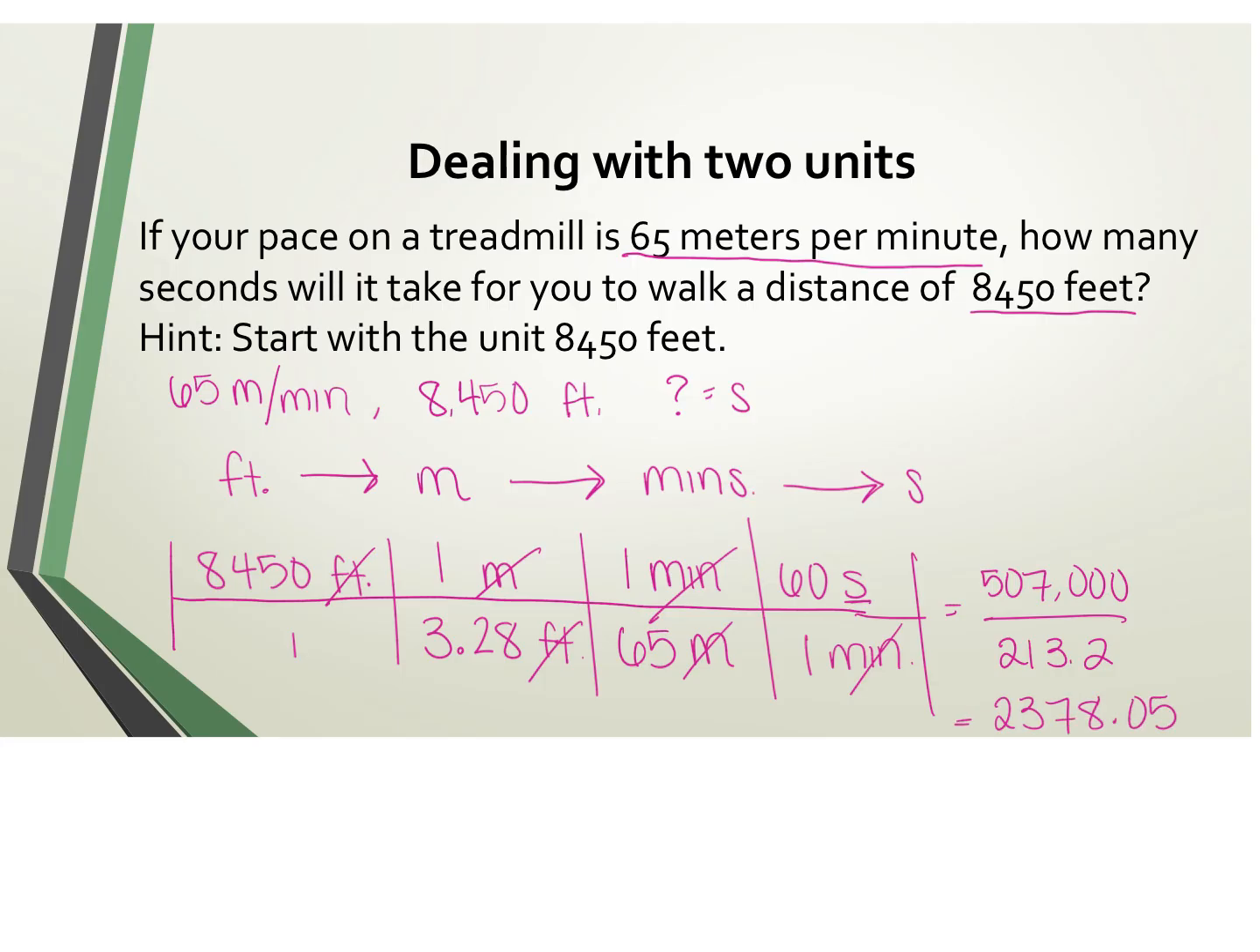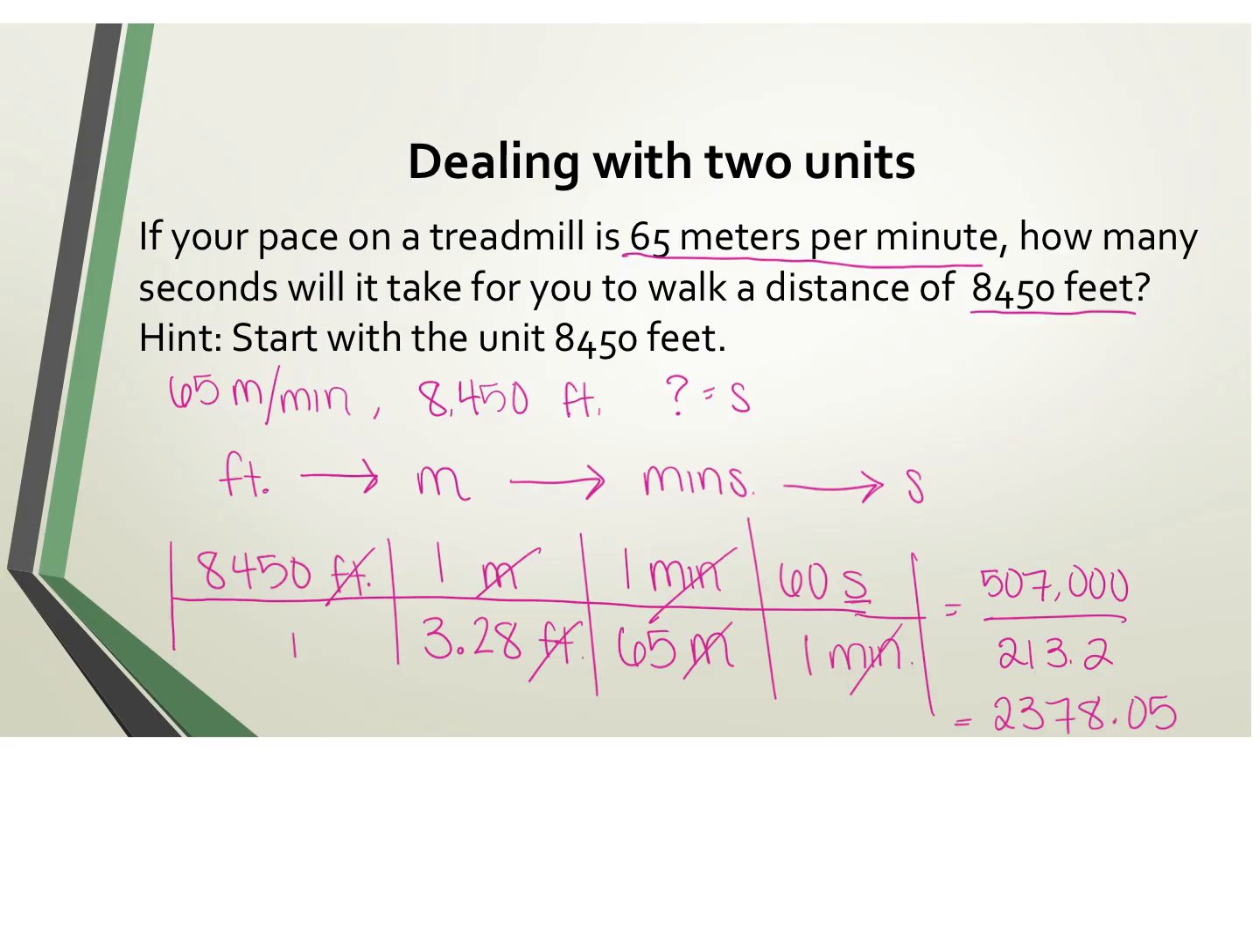And then our final step is going to be to count significant figures and round that answer. So 8,450 has 3 significant figures. 3.28 has 3 significant figures. 65 meters per minute only has 2 significant figures. And then 60 seconds is equivalent to 1 minute as a definition, so we don't count this for sig figs. So 65 is going to limit our answer.